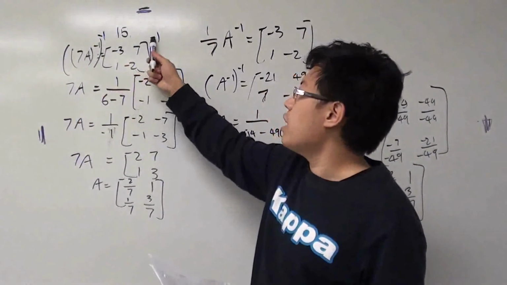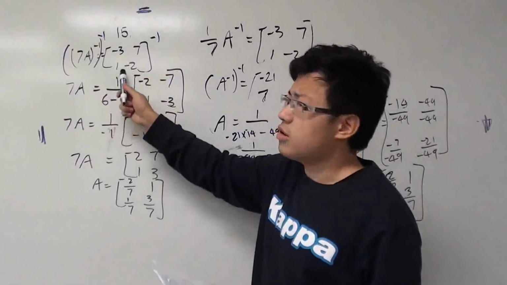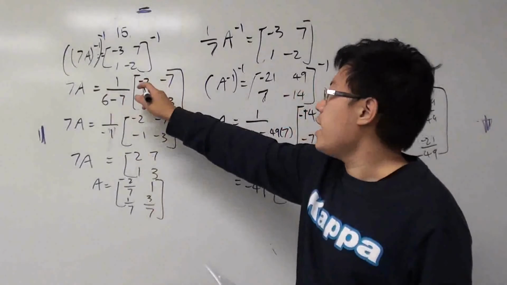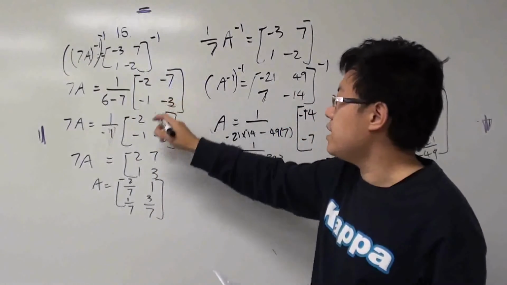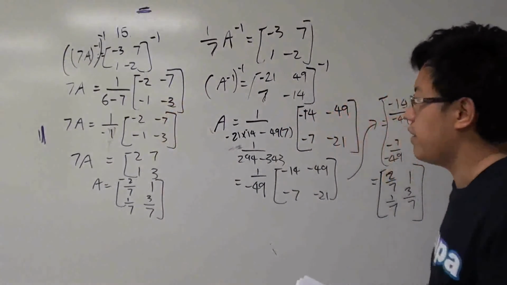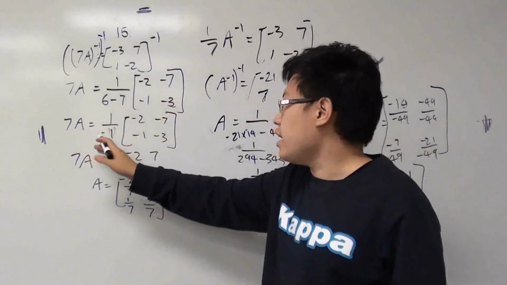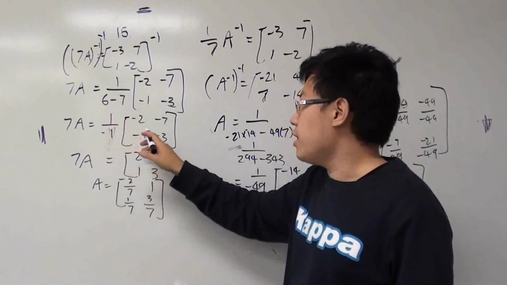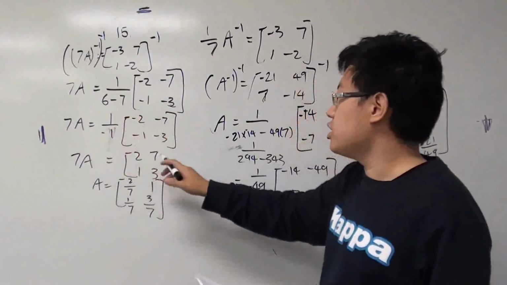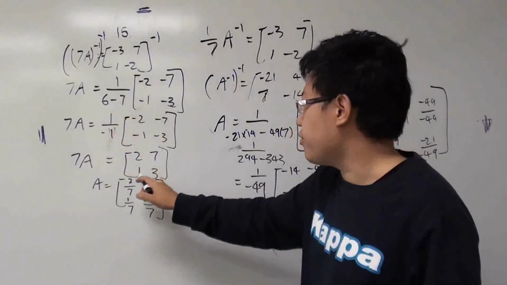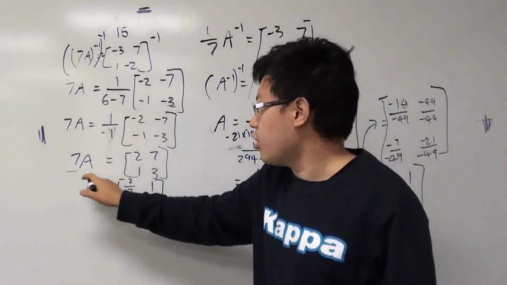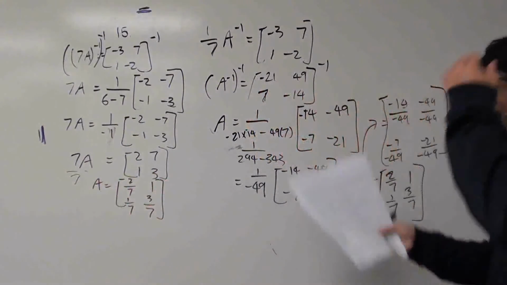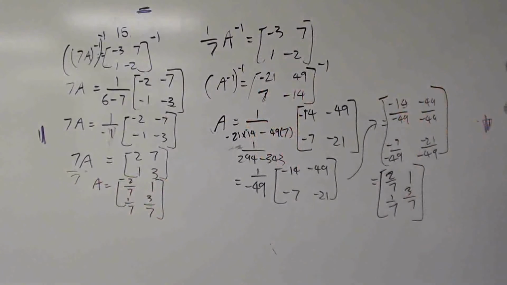Then if you just do the inverse of this matrix, it's the standard drill: 1 over AD minus BC, then A and D are swapped, B and C stay the same but their signs are flipped. So you get 7A equals 1 over 1, but there's a negative there, 6 minus 7. The negatives cancel out, and you have this happy 2, 7, 1, 3. You have to isolate the A, so all you have to do is simple division, and then you have the answer. Pretty simple, right?